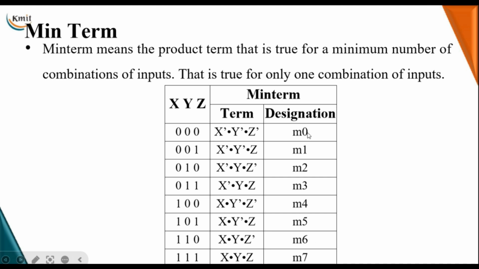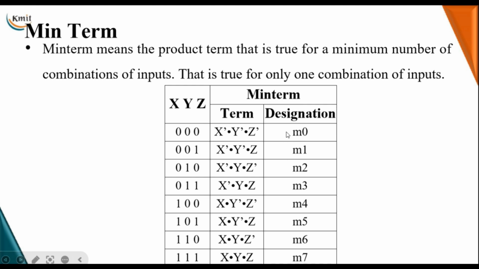Here M0 is a product term where the assigned values on X, Y, Z are 0, 0, 0. As a product term, I have to represent zeros as complemented variables, and ones as variables without complement. So the first combination is all zeros, and in the product term I represent those variables with complements: X bar, Y bar, Z bar. Next is X bar, Y bar, Z for 0, 0, 1. Then 0, 1, 0 as a product term is represented as X bar, Y, Z bar.